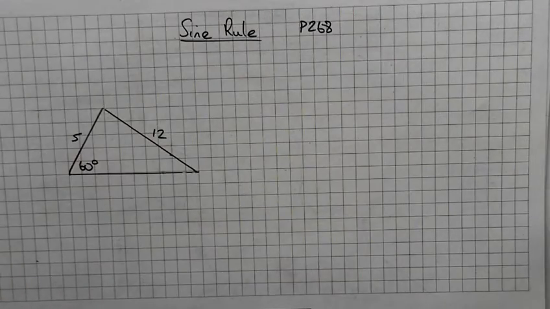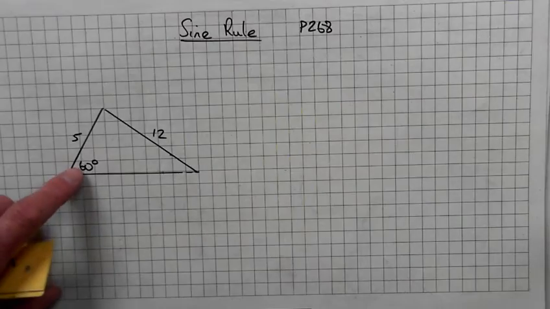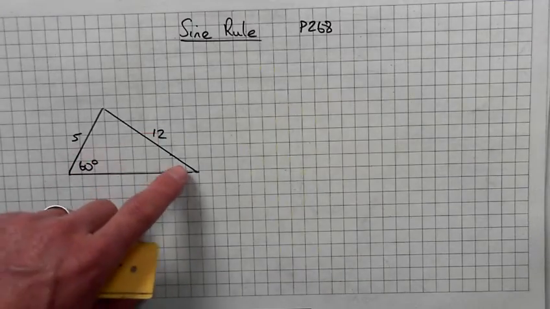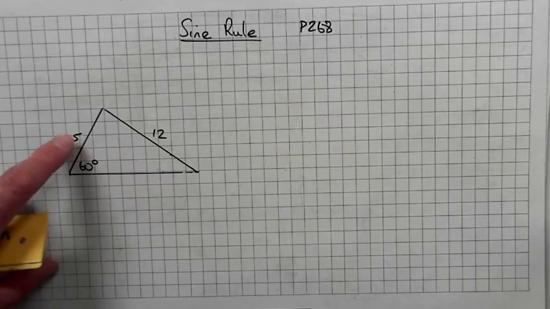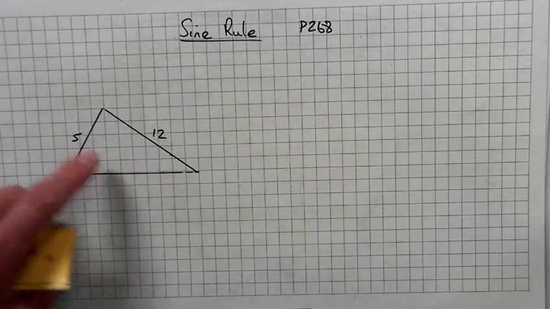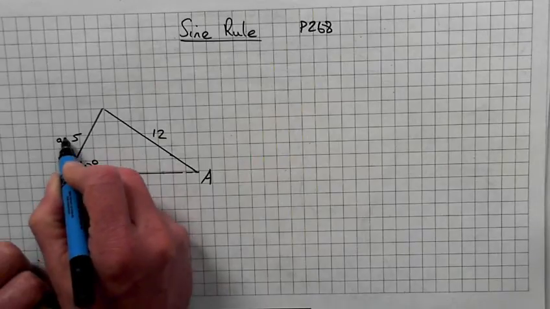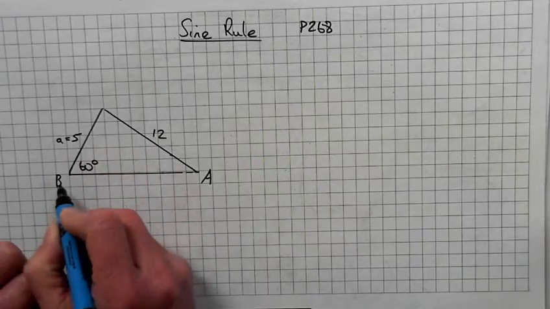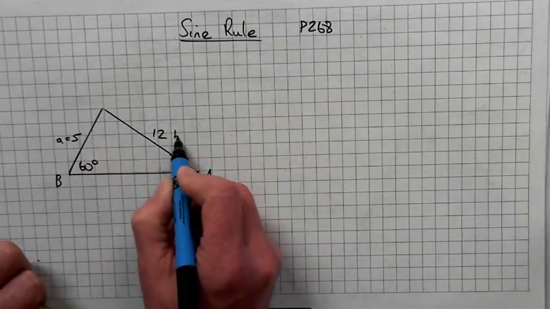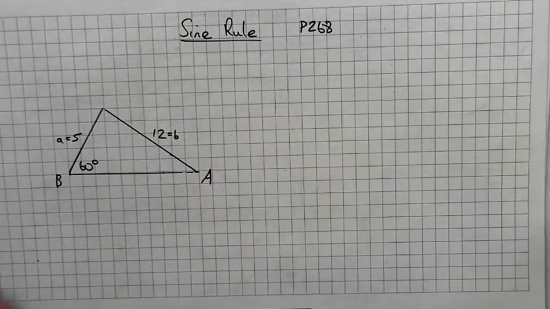Right, so we're looking for the unknown angle. So we have an angle, side, angle, side. So what will we call it? We'll call this angle A, that's side A, small a. Call this angle B, and this is side B.